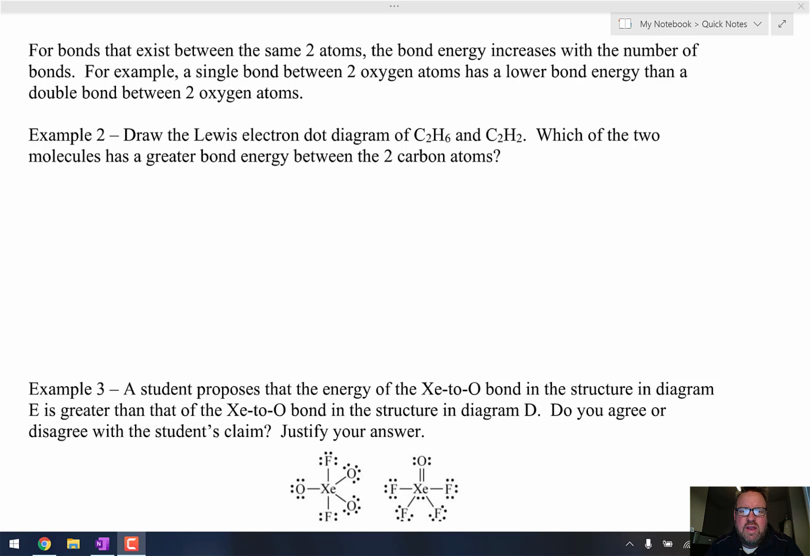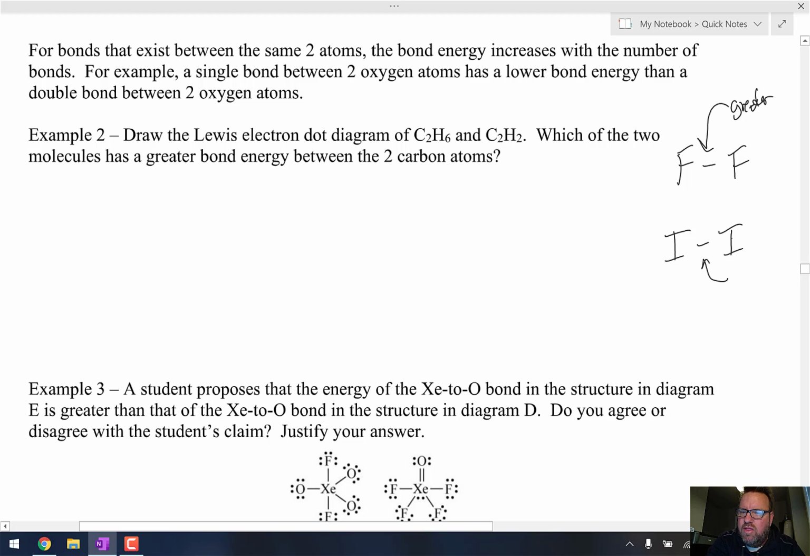One final thing dealing with bond energies, I just want to review real quickly that as the distance between the atoms grows, for example, the bond in F-F versus the bond in I-I, the bond energy here is much, much greater. That's a much stronger bond than here.